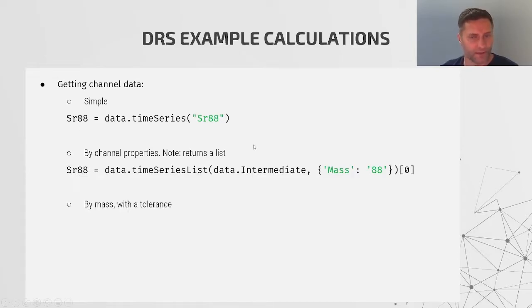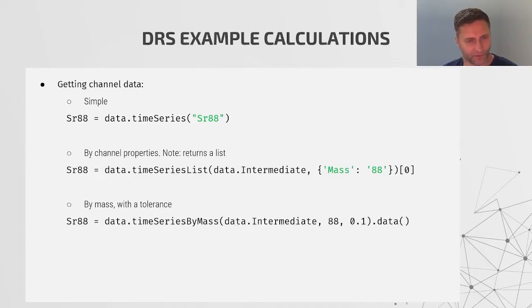However, as I said, sometimes the mass isn't listed as this nice whole number, and if it was 87.998, this wouldn't actually return the channel that we want. It may not return anything. So we also give this option of getting the channel by mass with a certain tolerance. And we do that by using this data.timeSeriesByMass, and then we tell it what type of channel we want, and then the mass of the channel and the tolerance that we will allow. So you shouldn't make this value too large so that it accidentally selects the wrong channel, but you also don't want to make it too small so that it doesn't select the channel that you're after.